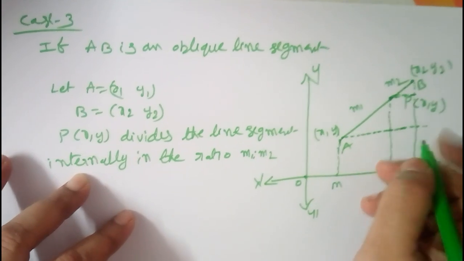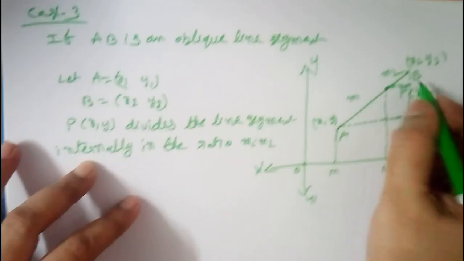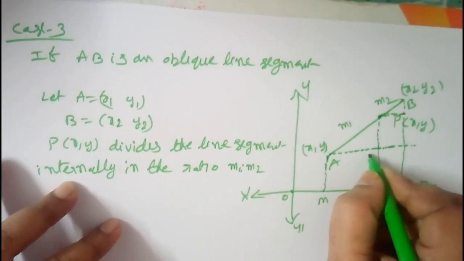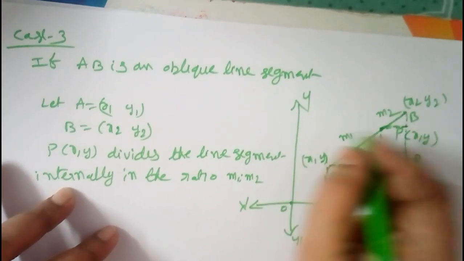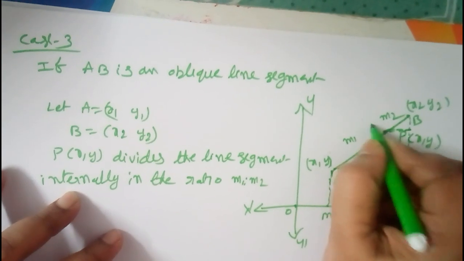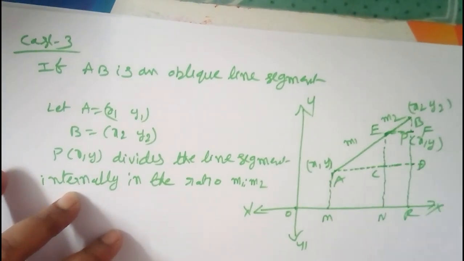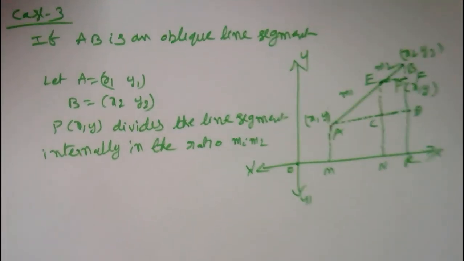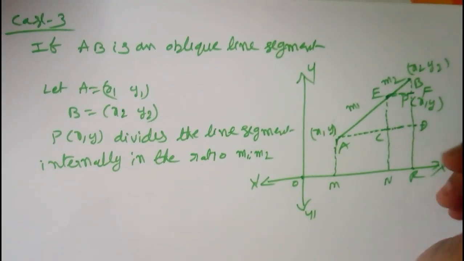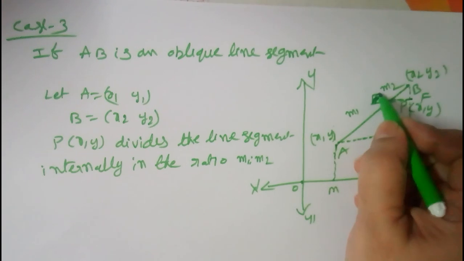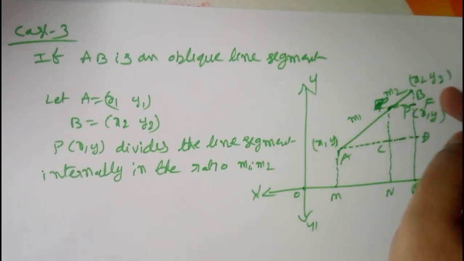This point is A, B, P, C. This point is D. This point is E. This point is F. Now we require to take the ratio of AP is to PB. This is the point P.